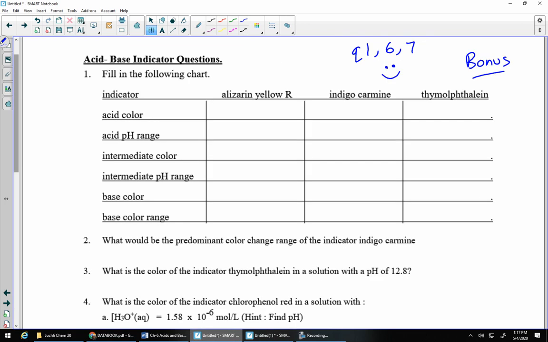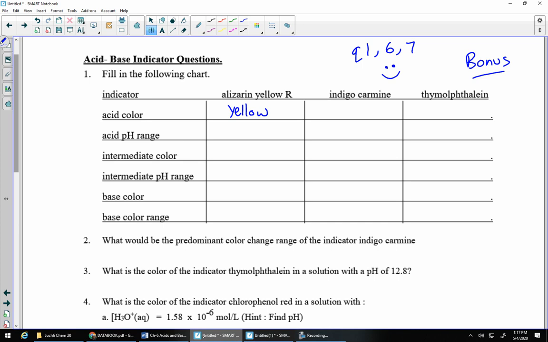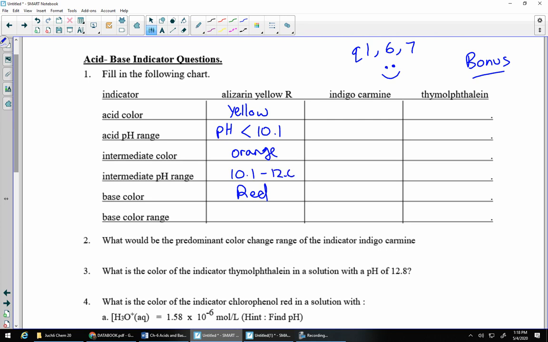Its acid color, in its acidic form, is going to be yellow. Better double check that. Yes, yellow. Its base color is going to be more red. The acid pH range was anything less than, so you can write the pH was less than 10.1. The intermediate color is between yellow and red, so that's got to be orange. The pH range would be 10.1 to 12.0 for the intermediate pH range. And then the base color range must be anything with a pH greater than 12.